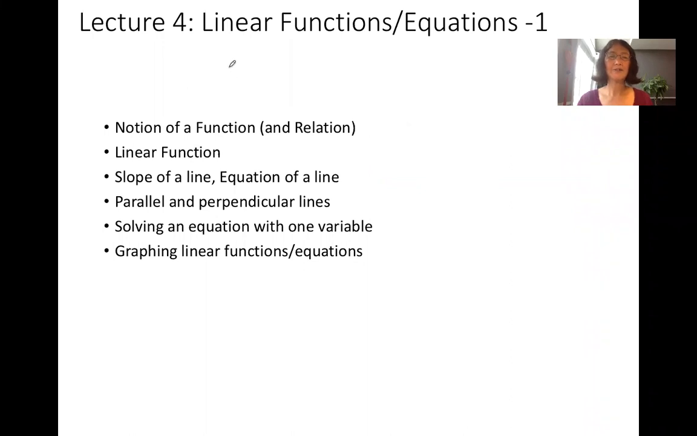In this video, we'll talk about linear functions / equations 1. Topics include the notion of function and relation, linear function, slope of a line, equation of a line, parallel and perpendicular lines, solving equations with one variable, and graphing linear functions.